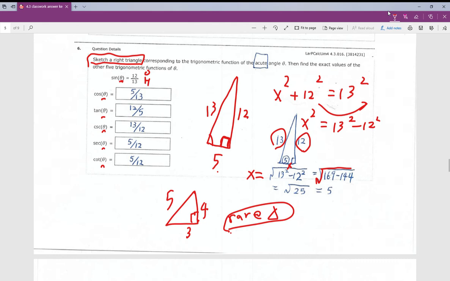Now once we find the three sides, this adjacent, this is the opposite, this hypotenuse, then you just follow the formula. You may fill in the blank to answer.